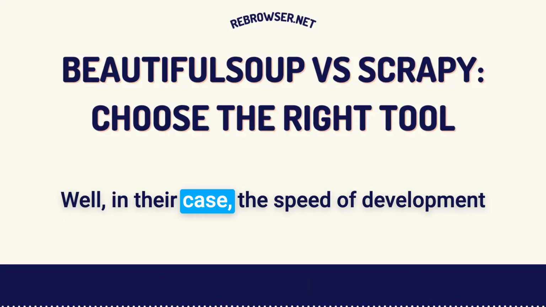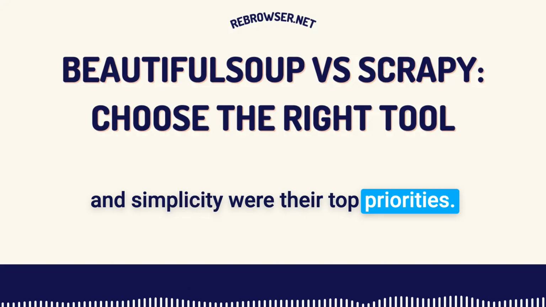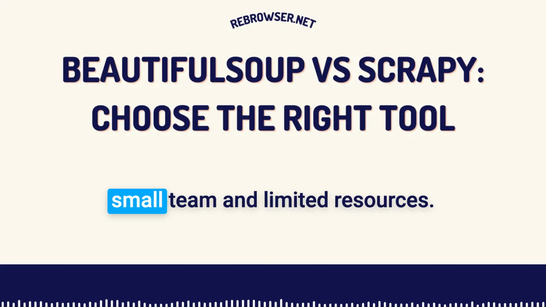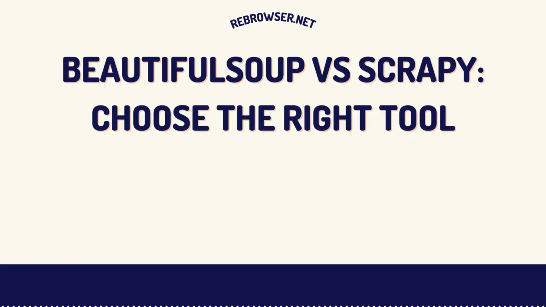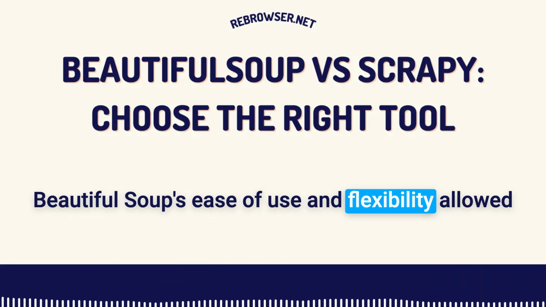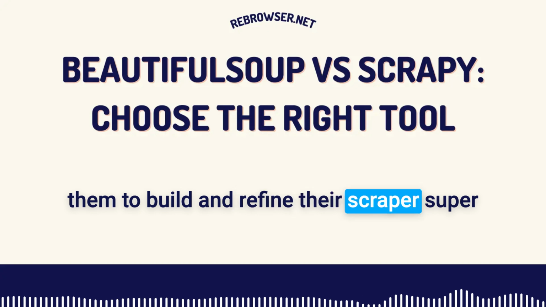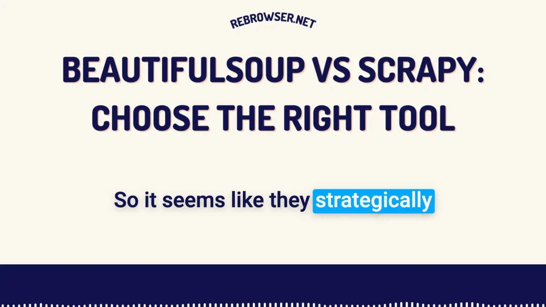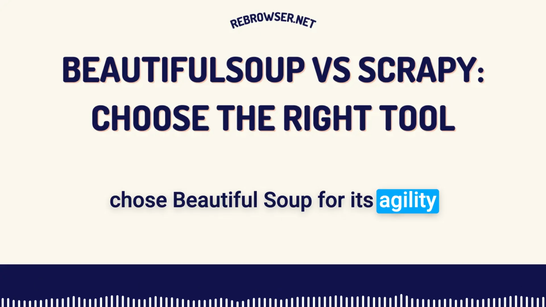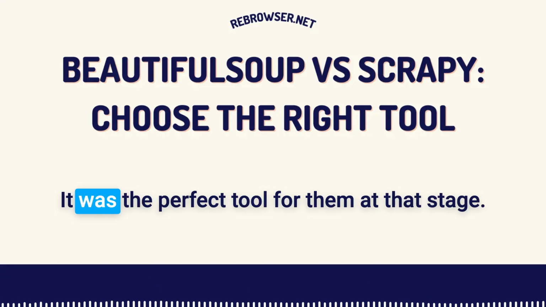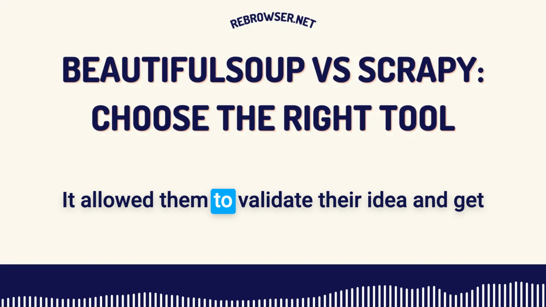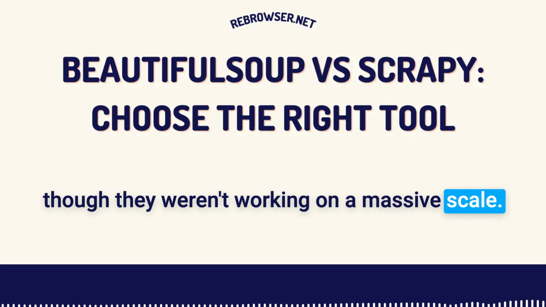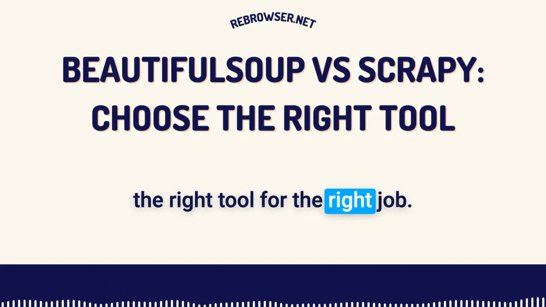Well, in their case, the speed of development and simplicity were their top priorities. They really needed to get their product up and running very quickly with a small team and limited resources. Beautiful Soup's ease of use and flexibility allowed them to build and refine their scraper super rapidly, focusing on their core functionality first. So it seems like they strategically chose Beautiful Soup for its agility and rapid development capabilities. Exactly. It was the perfect tool for them at that stage. It allowed them to validate their idea and get their product to market really quickly, even though they weren't working on a massive scale. That's a great example of choosing the right tool for the right job.